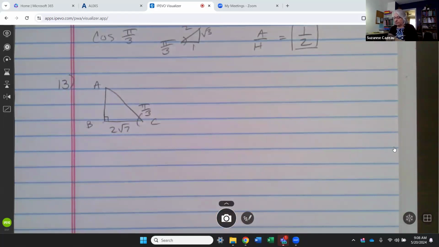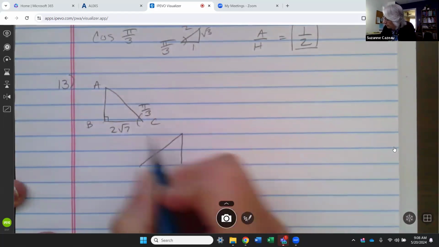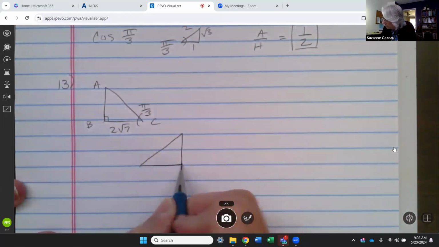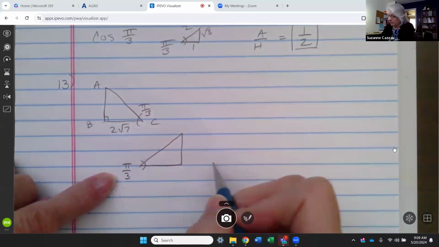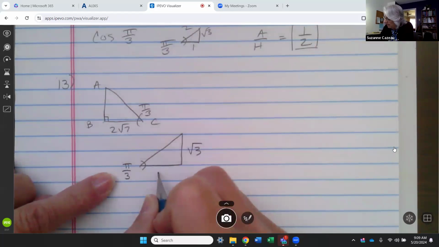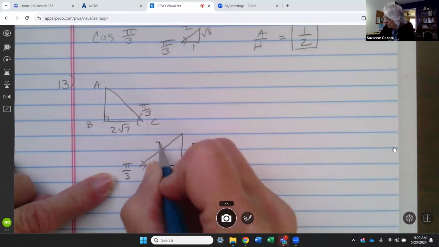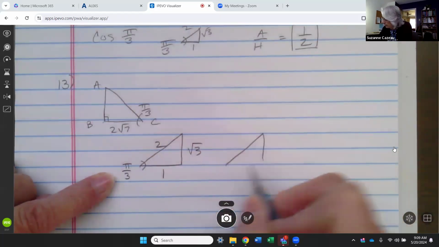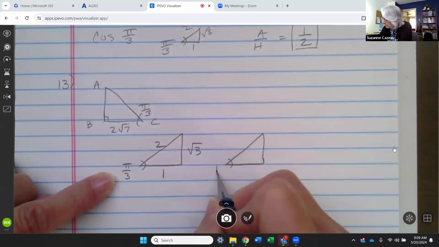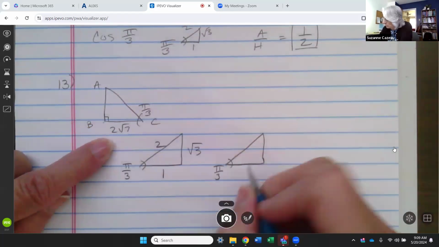So what I'm going to do is I'm gonna draw my normal triangle. I know this is a pi over 3. So I'm going to use similar triangles here. So I know my normal pi over 3 looks like this. √3, and I've got 1 and 2. And I'm going to reorient the triangle here just so everything lines up nice. Pi over 3. So adjacent to pi over 3 is 2√7.